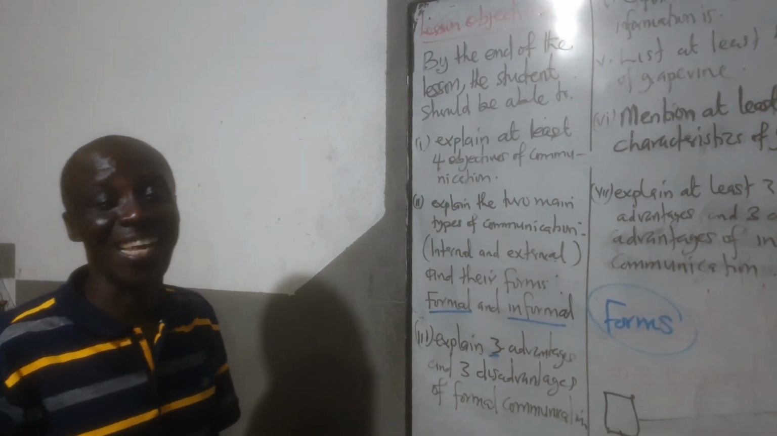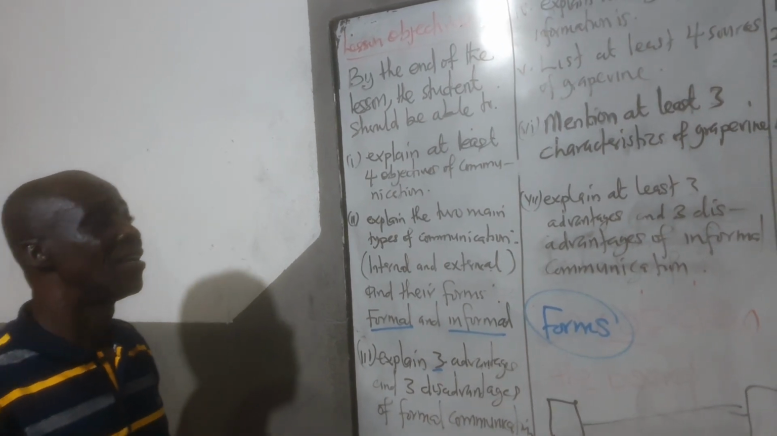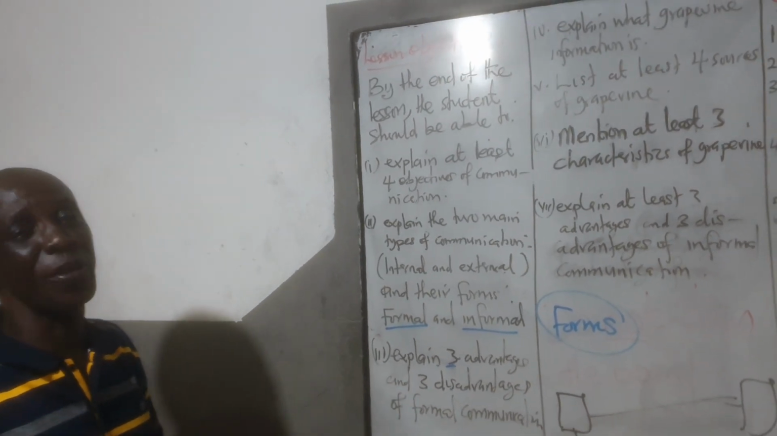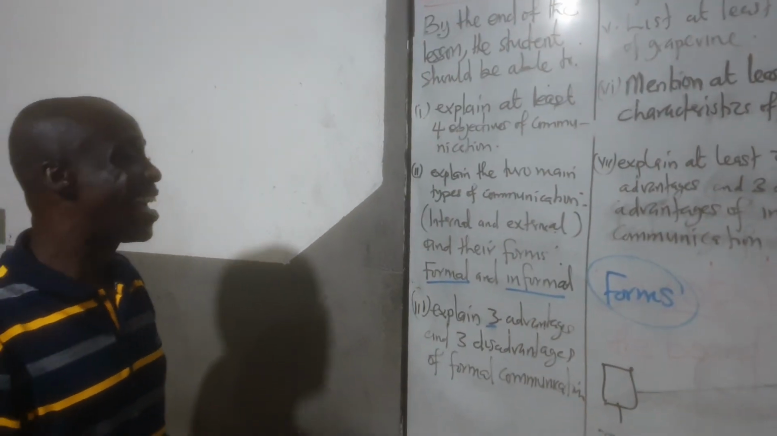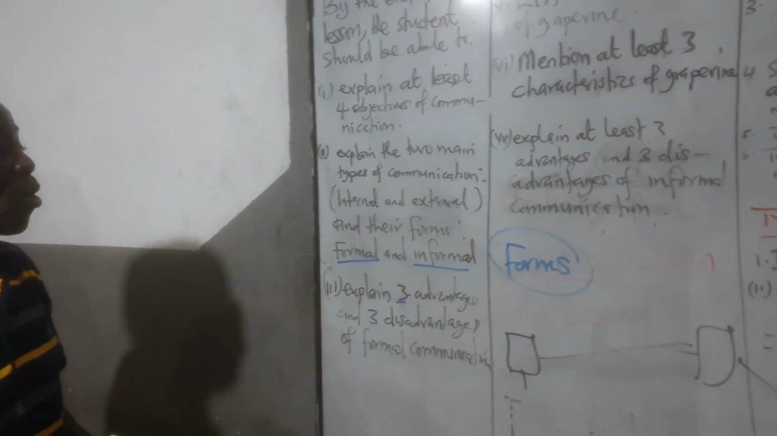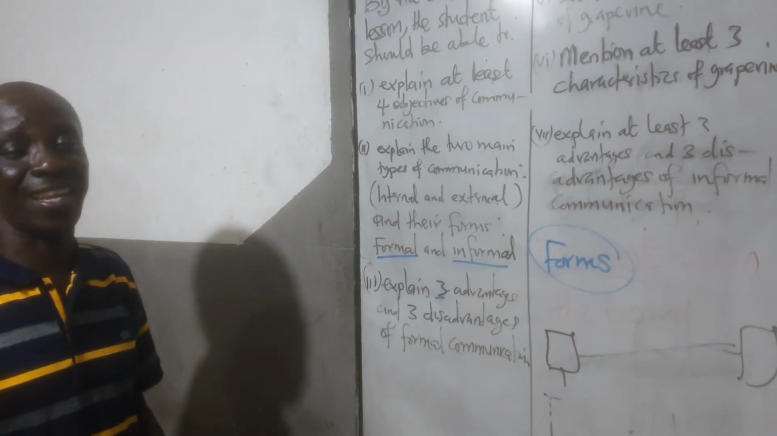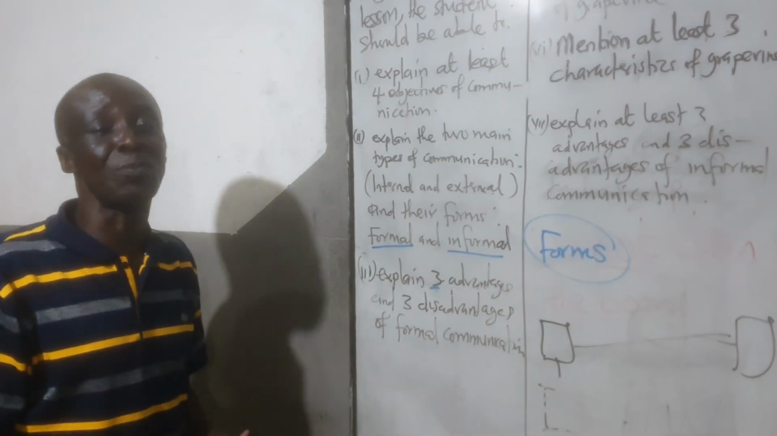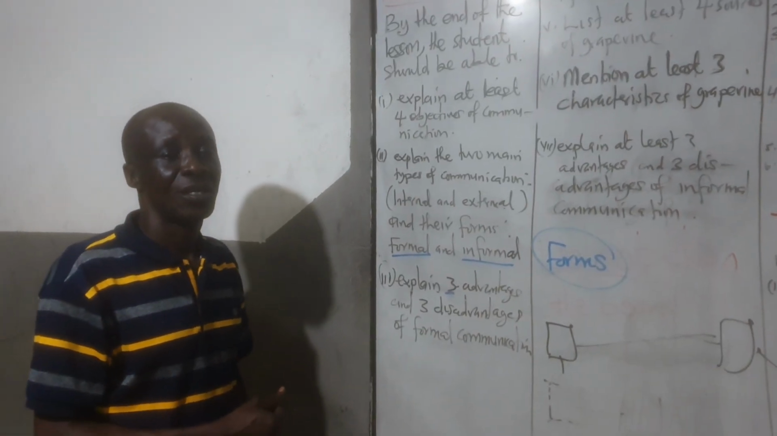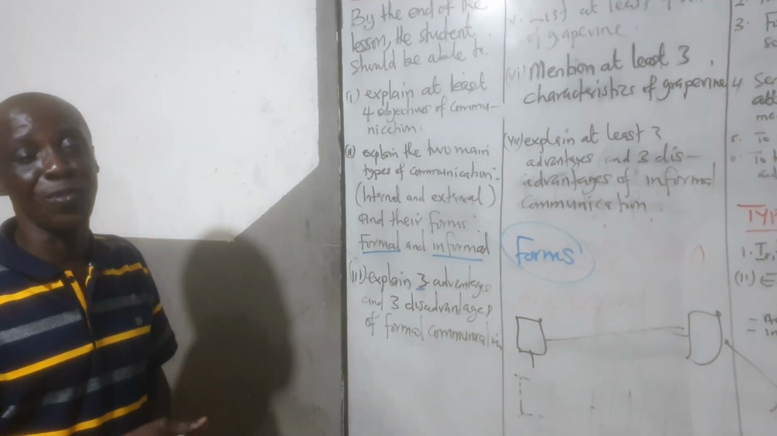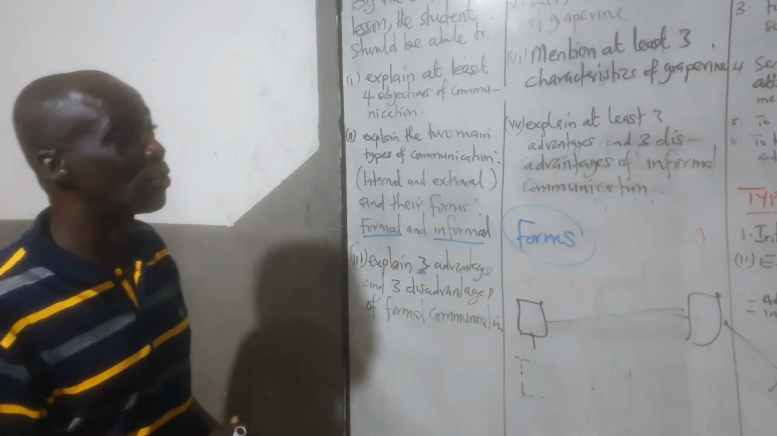So answer these questions. Question 1. Explain any 4 objectives of communication. Question 2. Explain the 2 main types of communication, that is internal communication and external communication. Or distinguish between internal communication and external communication. The next question. What is formal communication? What is informal communication?